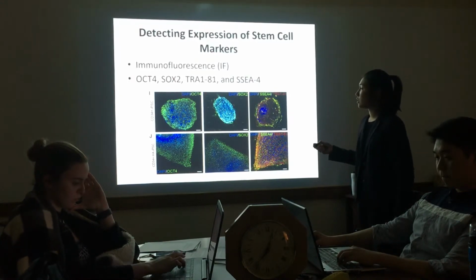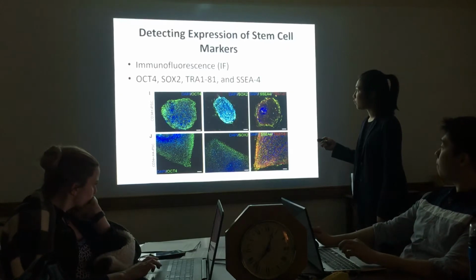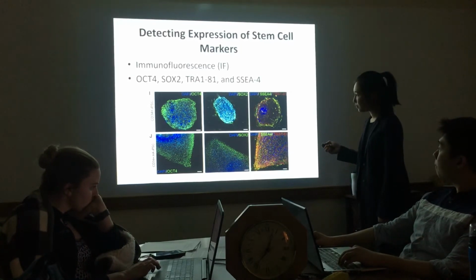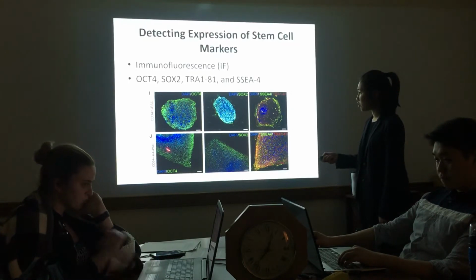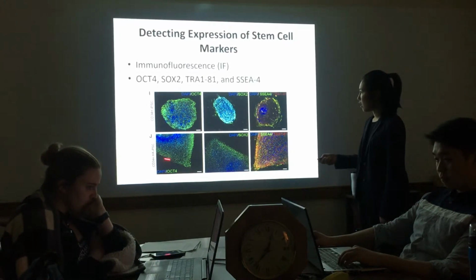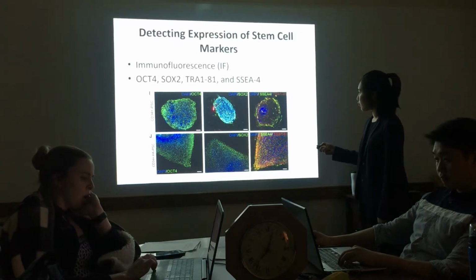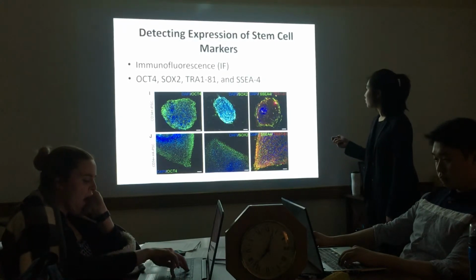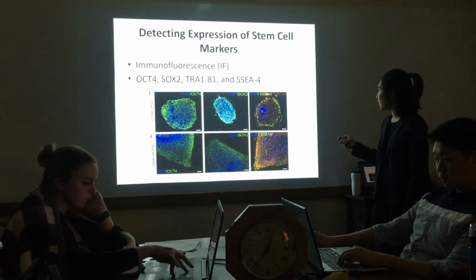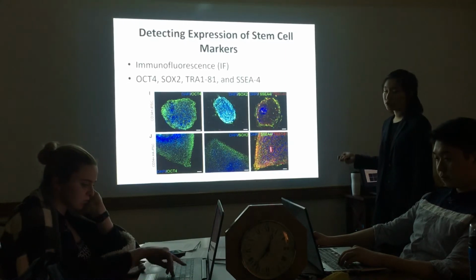The stem markers we looked for were OCT4, SOX2, TRA-1-81, and SSEA4. As you can see, OCT4 is shown in green, in both the healthy and HA patient. SOX2 is also green here, and you can see it in the healthy patient and the HA patient. And also SSEA in green and TRA-1-81 in red can also be seen in both.